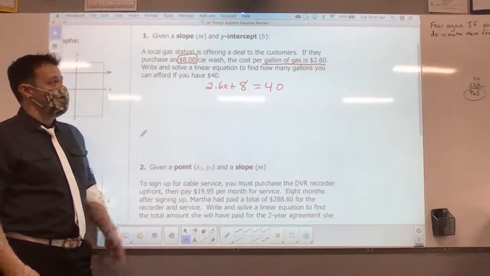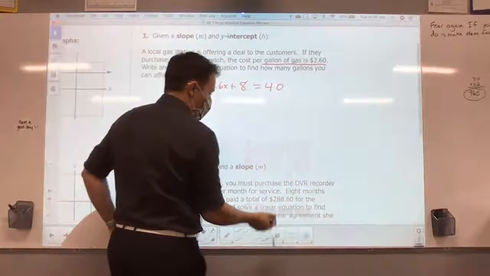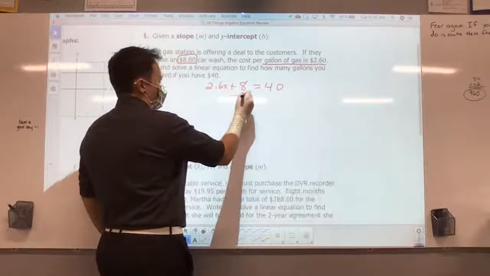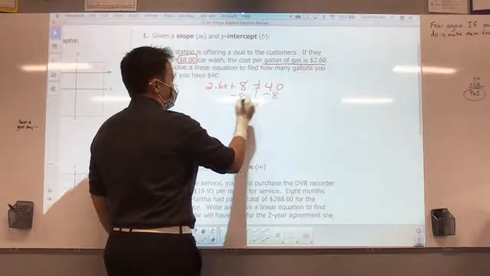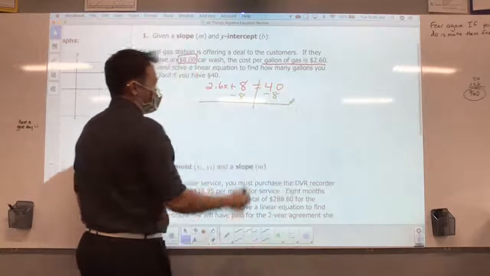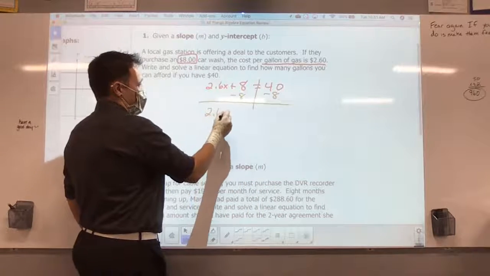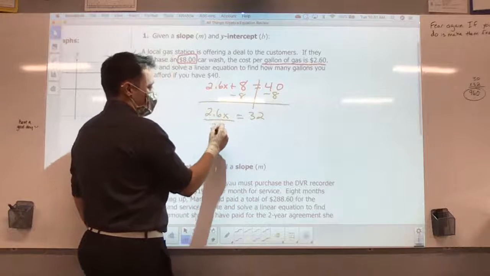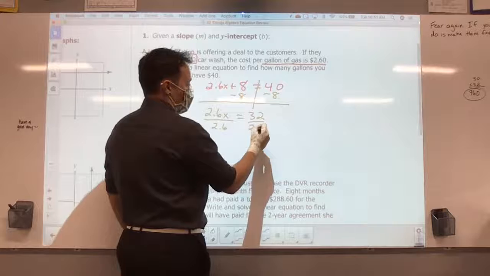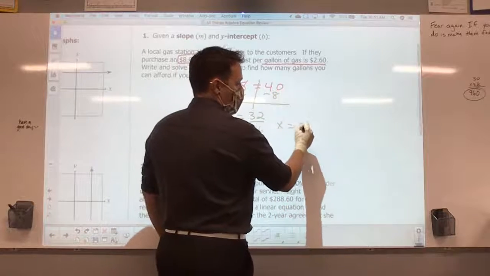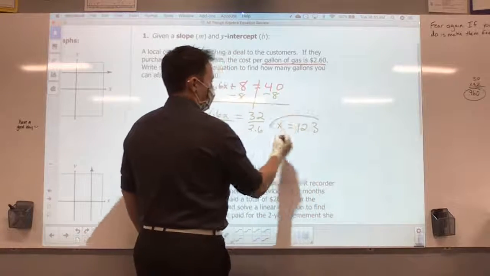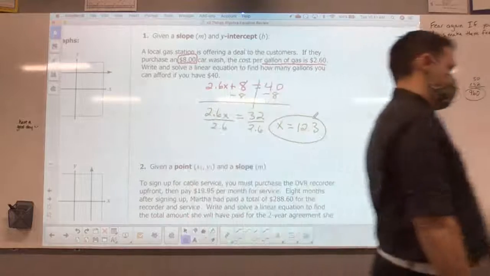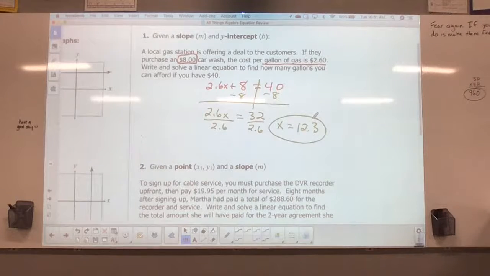All right, now, how many gallons of gas can you afford? That's your equation. You simply solve it, right? Minus 8 on both sides. So you have 2.6x equals 32. Divide that by 2.6 and you come up with 12.3 gallons. Okay, simple math.